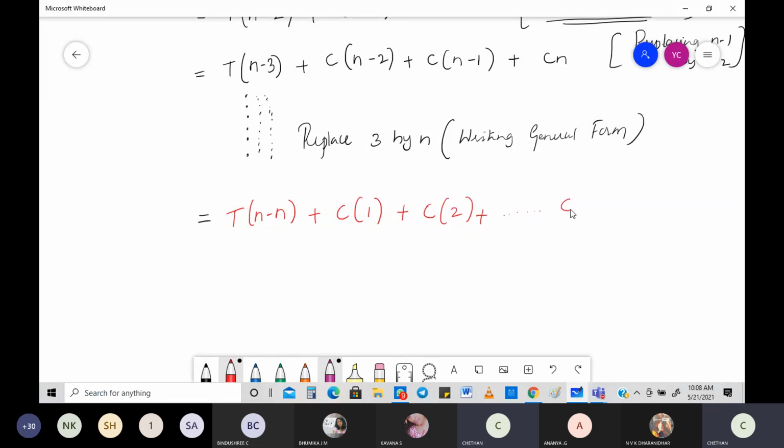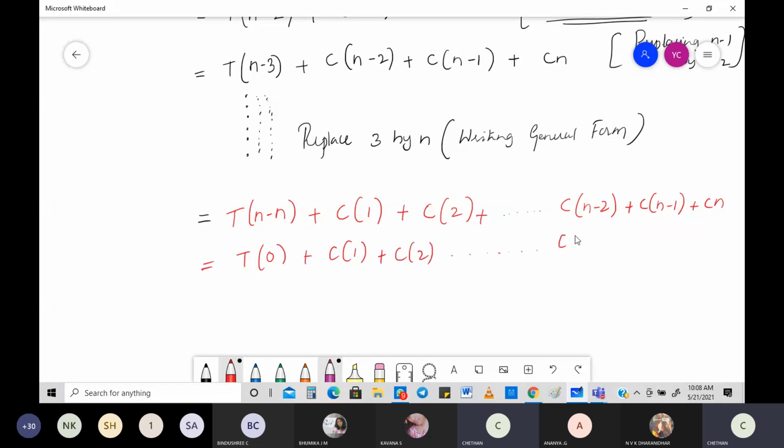And what do you call this? This will become T of 0. You know what T of 0 is? Then plus C of 1 plus C of 2 keeps on going up to C of n minus 2 plus C of n minus 1 plus Cn. I can write this entire thing: this T of 0 will become 0.